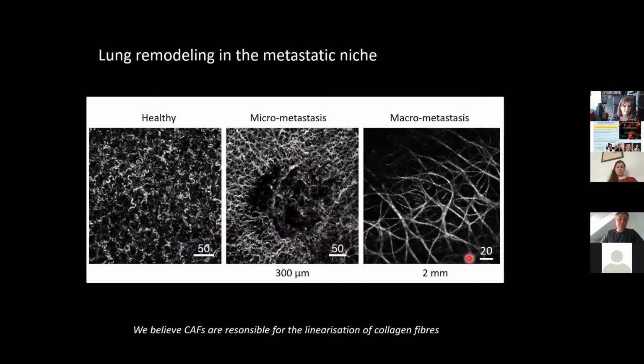Interesting, we have good evidence that cancer-associated fibroblasts may be responsible for this linearization of the collagen fibers, but this is something for another story.